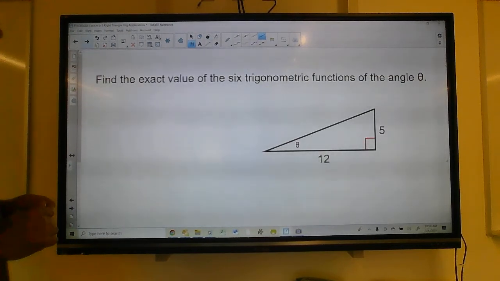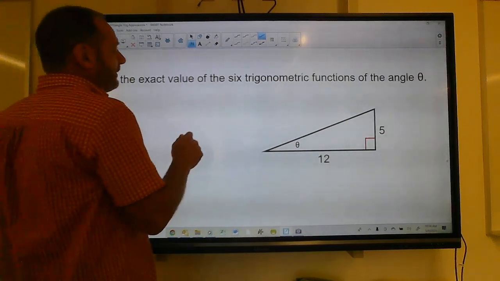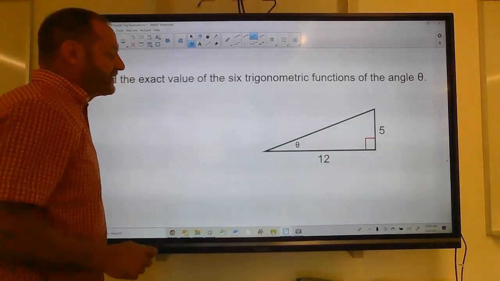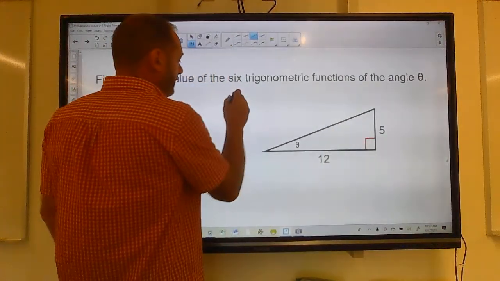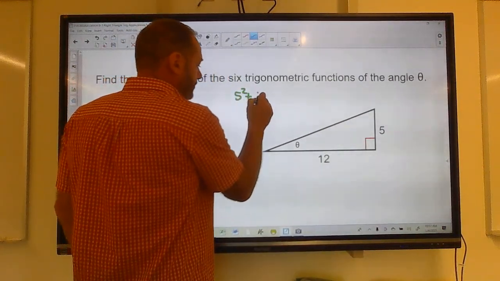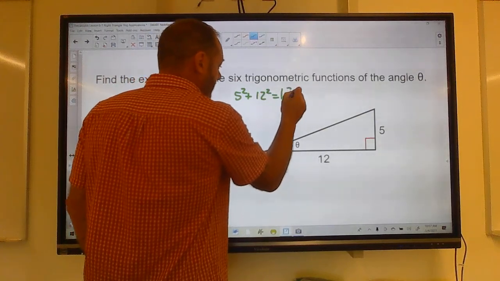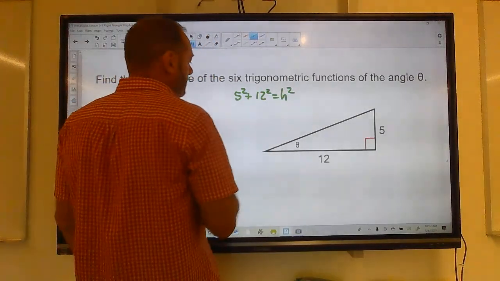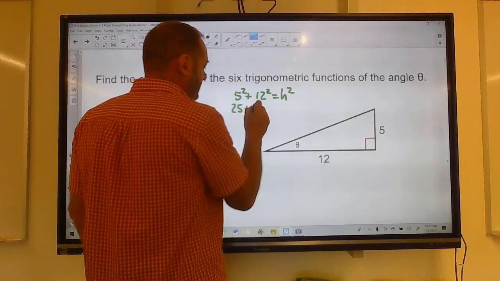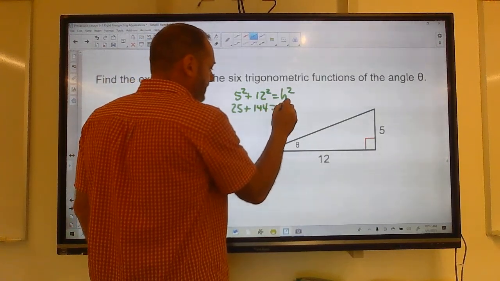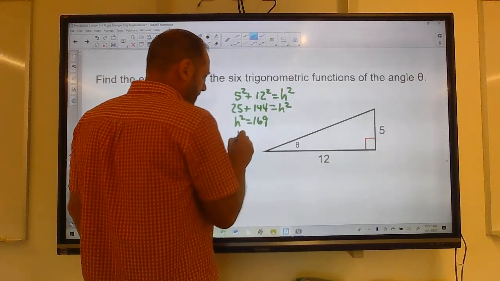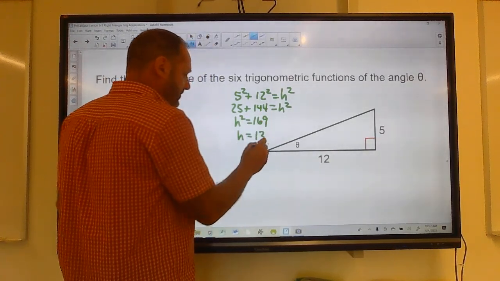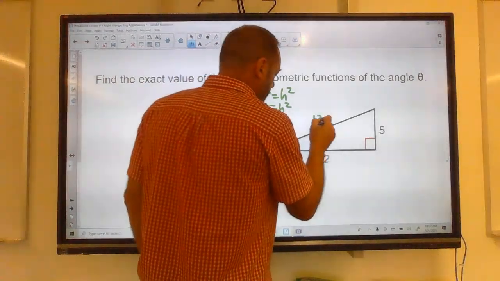Okay, so find the exact value of the 6 trig functions for angle theta. All right, so the first thing we need to do is make sure we know all the sides. So we'll use the Pythagorean theorem here, and we know that 5 squared plus 12 squared is going to equal the hypotenuse squared. And so 25 plus 144 is going to be the hypotenuse squared. So the hypotenuse squared is 169, and then we square root that, and the hypotenuse is 13. Okay, so this side's 13.